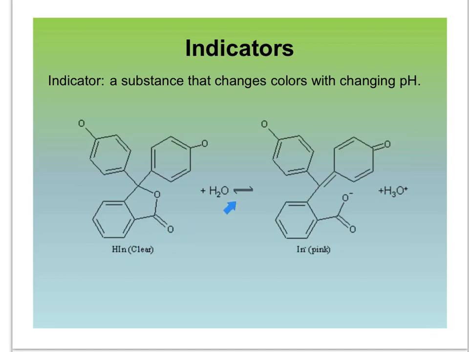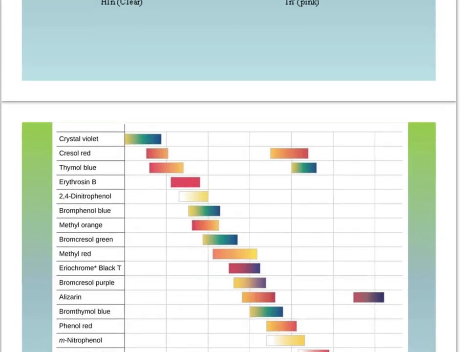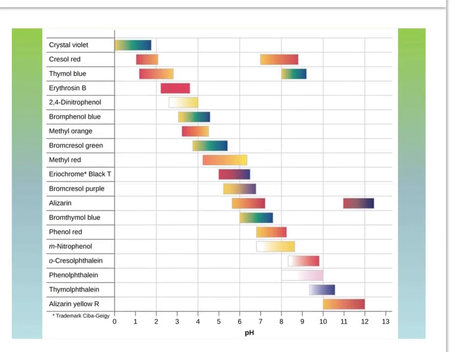And so this is phenolphthalein, for example, which is an indicator. This is what it looks like in the acidic form, which is clear, or colorless, I should say, and in the basic form, it turns pink. Like I said, there are hundreds and hundreds of indicators. Here are a few.